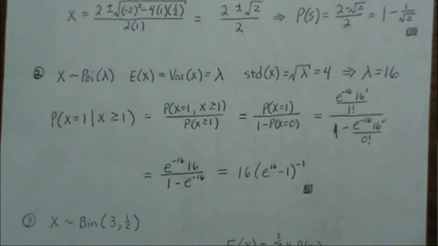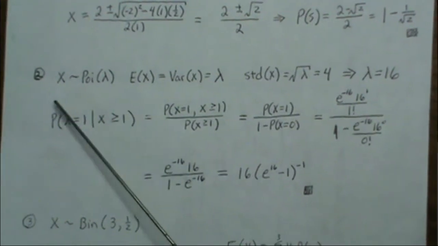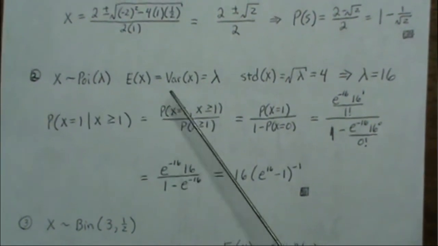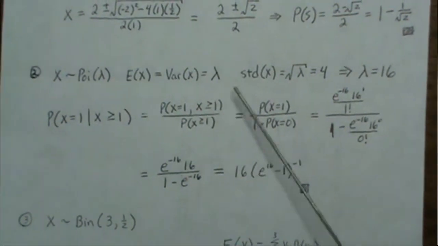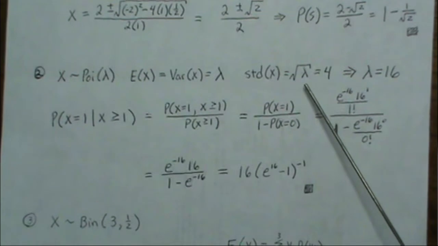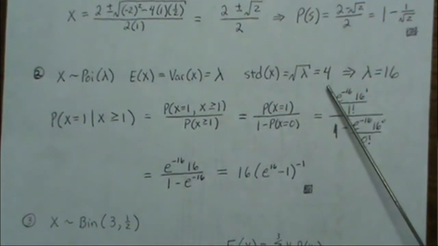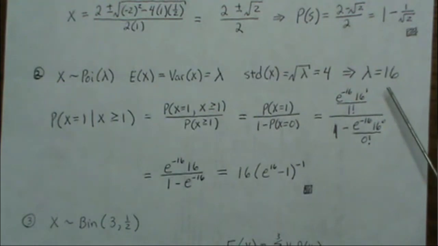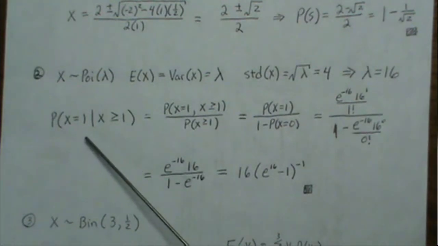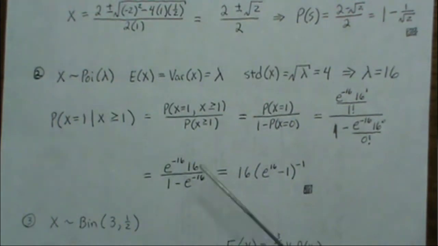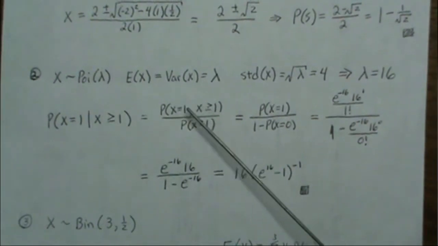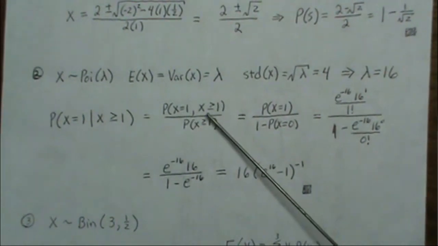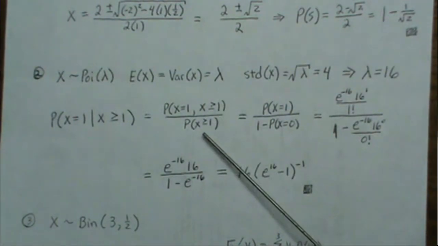Problem number 2. We're given that X is a Poisson with a standard deviation of 4. Note that if X is Poisson, the expected value and the variance are equal to lambda. So the standard deviation is the square root of lambda, and they said that is equal to 4, which implies that lambda is 16. Then we want to know the probability that X is equal to 1 given that X is greater than or equal to 1. Well, this can be written as the joint, so the probability that X is equal to 1 and X is greater than or equal to 1, divided by the probability that X is greater than or equal to 1.